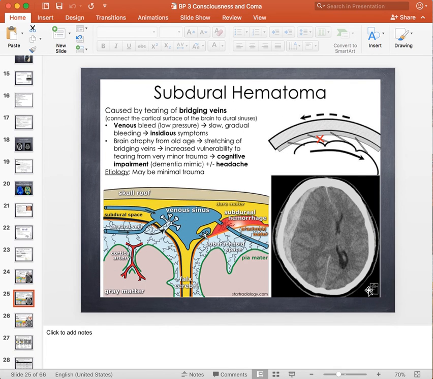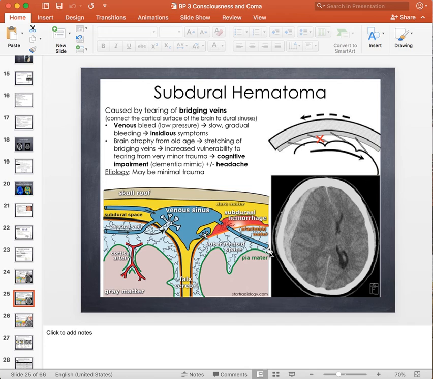Subdural hematomas, on the other hand, are kind of a different beast, in part because they are caused by venous bleeds. So there are these veins, called bridging veins, that run between the venous sinuses into the subarachnoid space. And if those tear, you can get a slow venous bleed.